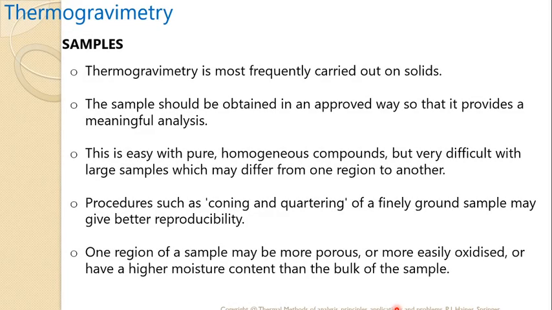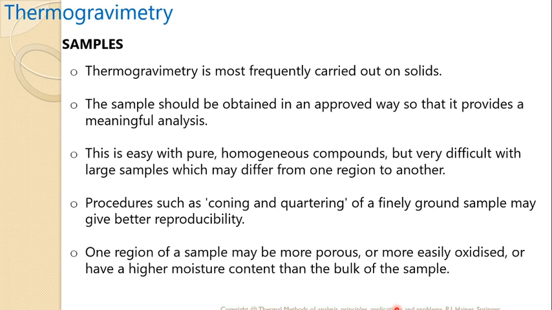Then next one is the sample. Generally, thermogravimetry is most frequently carried out for solids. The sample should be obtained in an approved way so that it provides a meaningful analysis. This is easy with a pure homogeneous compound but very difficult with large samples, which may differ from one region to another. For sampling, various procedures are employed, such as coning and quartering of finely ground samples, which may give better reproducibility.